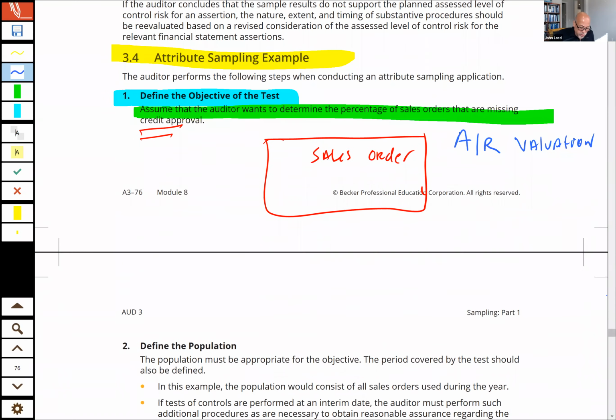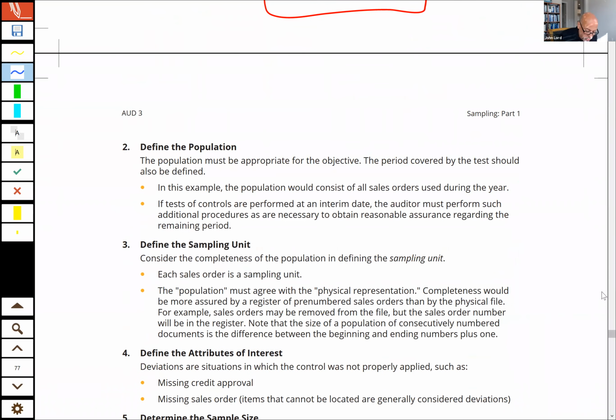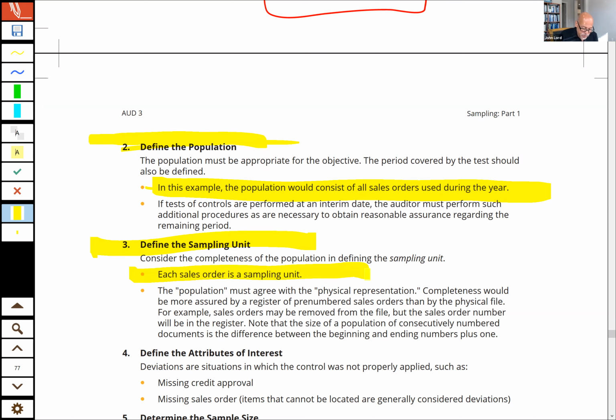Okay, good. So now we come over and we define the population, and they tell us that in this example, any question on that? I kind of jumped quickly away from that discussion. Okay, good. In this example, the population would consist of all sales orders used during the year. So we have to make sure that all sales orders used during the year have an equal opportunity of being selected into our sample. So when we define the sampling unit, each sales order is the sampling unit.